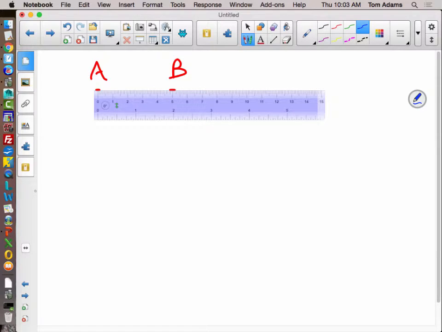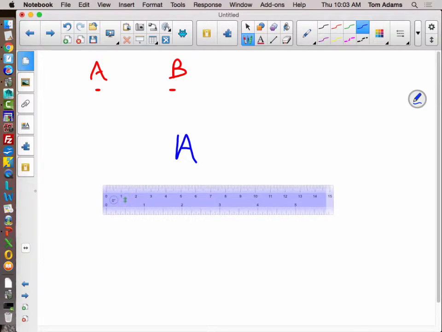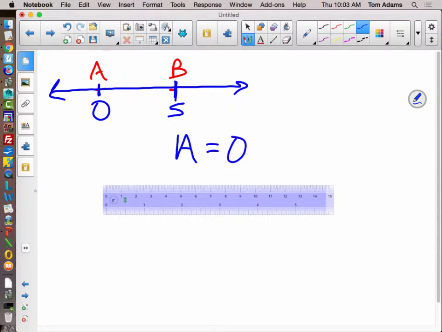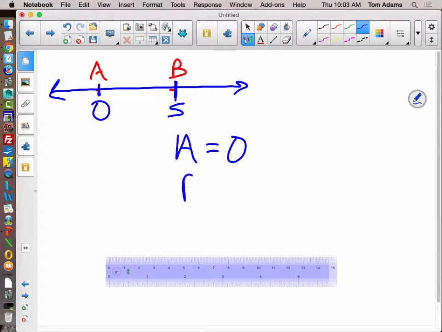So we could say that a, if this was a number line, if I drew a number line like this, we could say that a had the value of 0 and b had the value of 5. So the coordinate for a is 0. And the coordinate for b is 5.